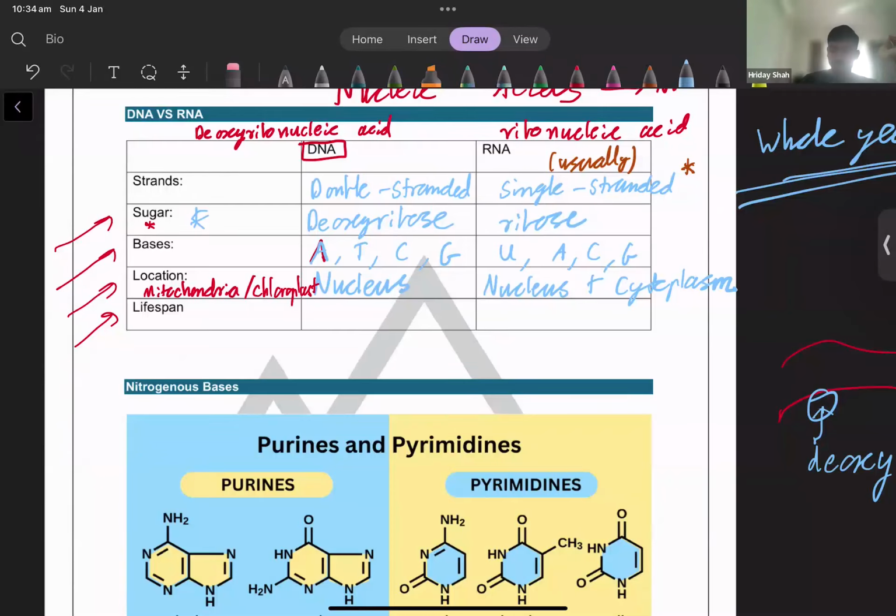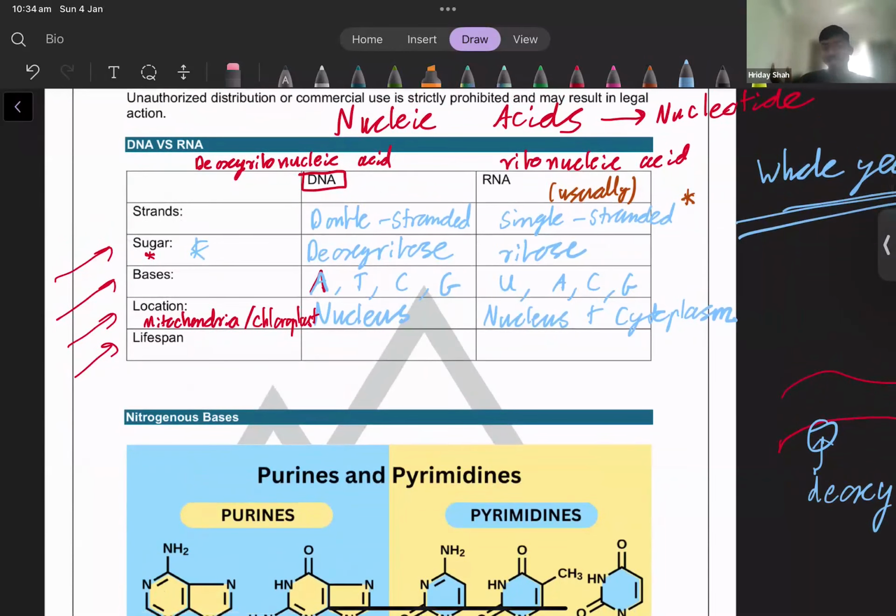And lastly, we have the lifespan. DNA basically doesn't degrade, right? The DNA you have is from birth, and you will have it all the way, even 1,000 years after you die. So it's a very, very long-term molecule. In comparison, RNA is a very short-term molecule. Usually it will be produced and then destroyed within around a few days.